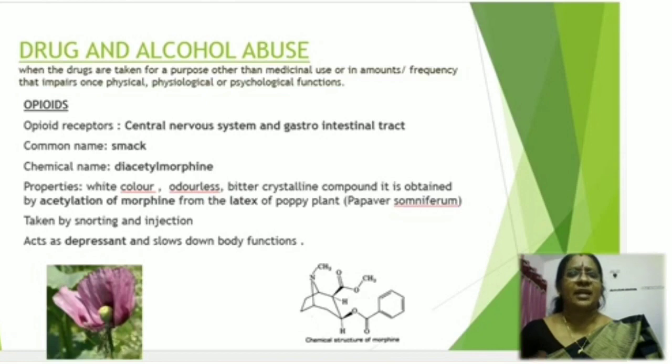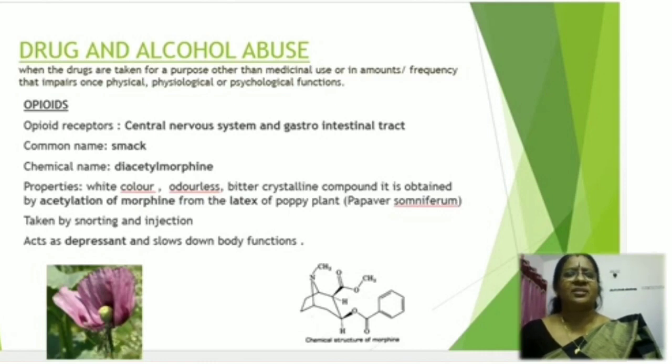So the drugs are classified into three types. The first one is opioids. The opioid receptors are in the central nervous system and gastrointestinal tract. The common name of this opioid is smack, and the chemical name is diacetylmorphine. It is a white, odorless, bitter crystalline compound. It is obtained by acetylation of morphine from the latex of the poppy plant, that is Papaver somniferum.